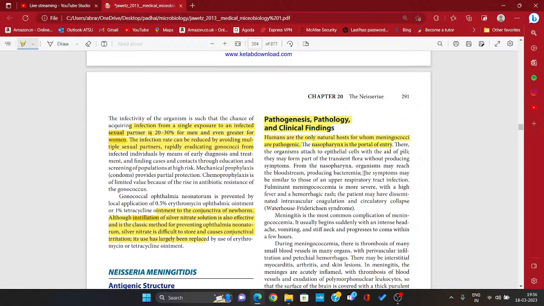The symptoms may be similar to those of an upper respiratory tract infection. Fulminant meningococcemia is more severe, with a high fever and hemorrhagic rash. The patient may have disseminated intravascular coagulation and circulatory collapse. Actually, this whole paragraph is important. Let's highlight it with the yellow color.